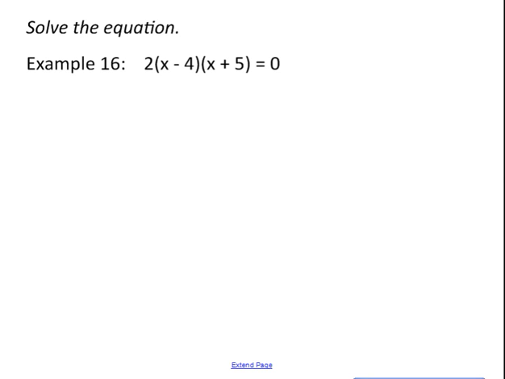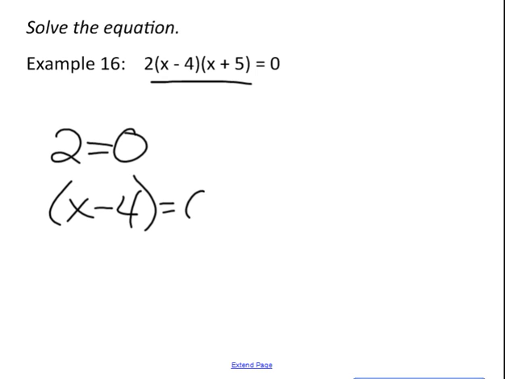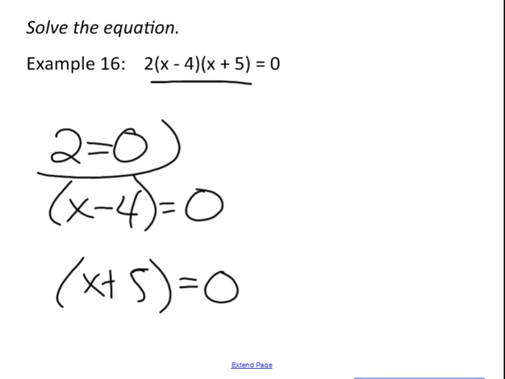Let's take a look at example 16. Example 16 says solve. It's already factored for you, so you just have to set each factor equal to 0. 2 is a factor. Set it equal to 0. x minus 4 equals 0, and x plus 5 is equal to 0. And solve each one. Take a look at this. Is 2 equal to 0? Well, no. So you don't have to worry about this one.